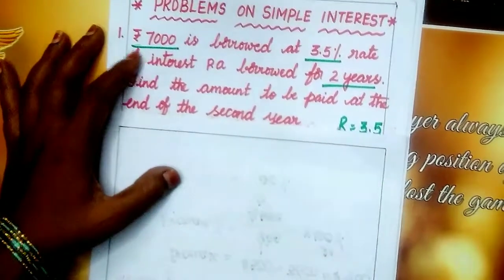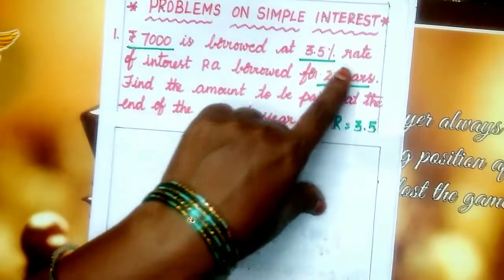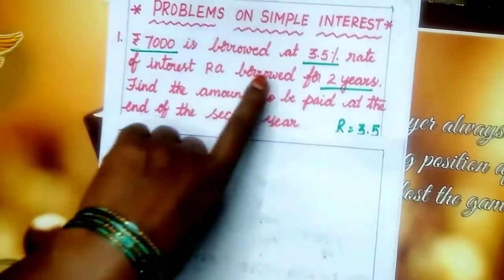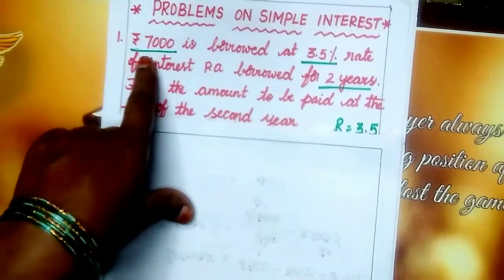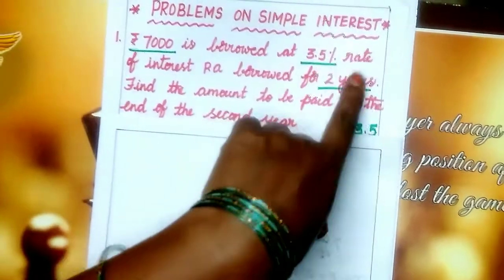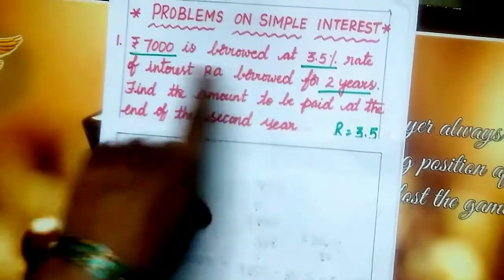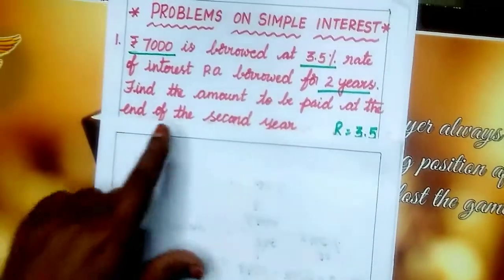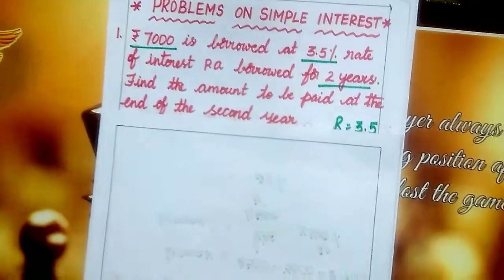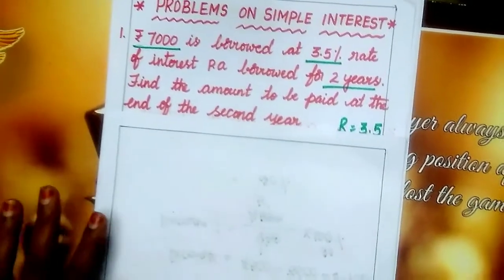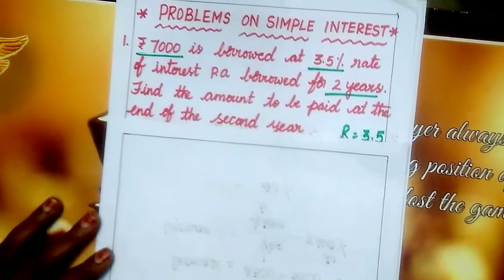So first question: rupees 7,000 is borrowed at 3.5% rate of interest per annum, borrowed for 2 years. So 7,000 borrowed means which is the principal, at 3.5% rate, which is the rate of interest, and borrowed for 2 years. This is the time period. Now find the amount to be paid at the end of the second year. So at the second year ending, how much amount they have to pay. This is not the simple interest.